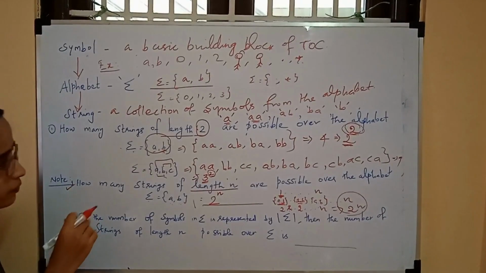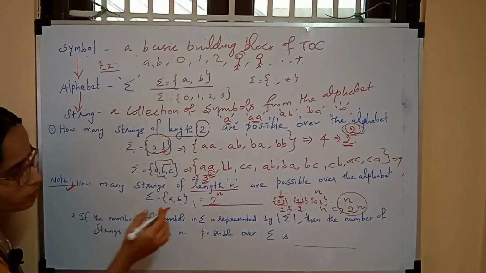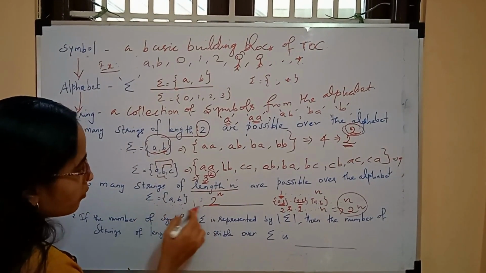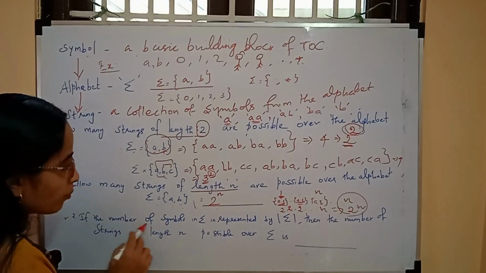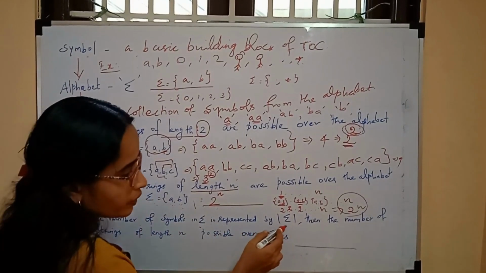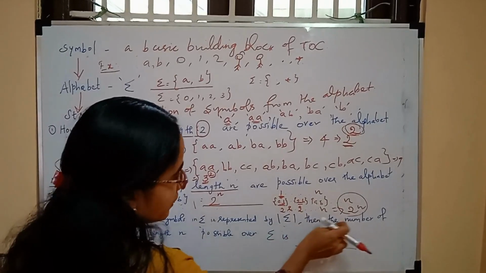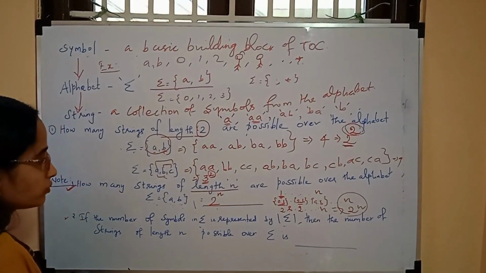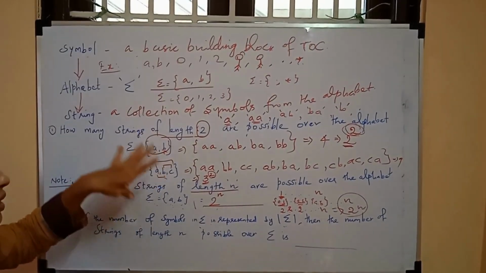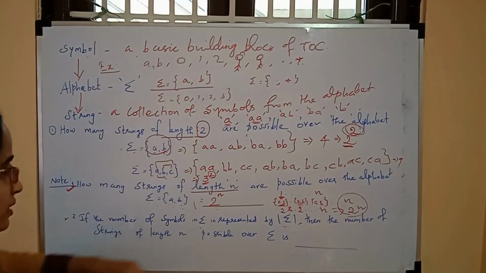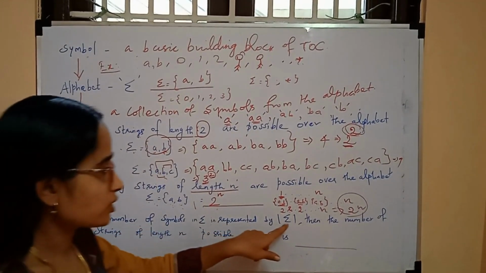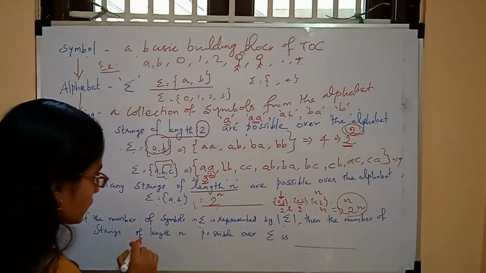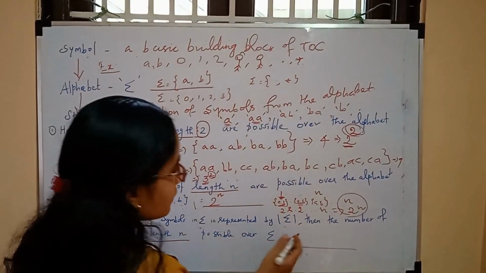This is one note. From this question you have got that the number of strings of length N possible over the alphabet {A, B} is 2 power N. The second one is, if the number of symbols in sigma is represented by square brackets around sigma, then the number of strings of length N possible over sigma is what? Just go through the concepts we have covered till now and try to answer this.